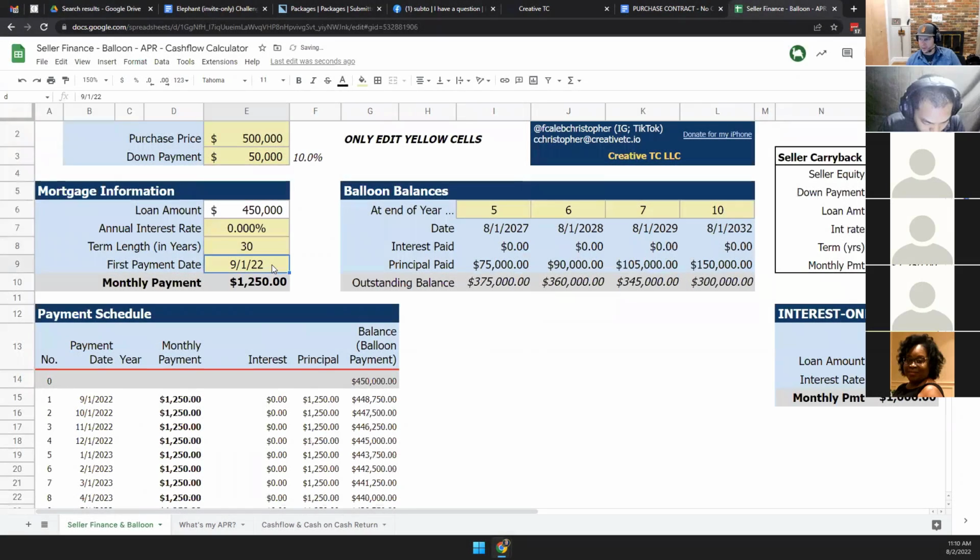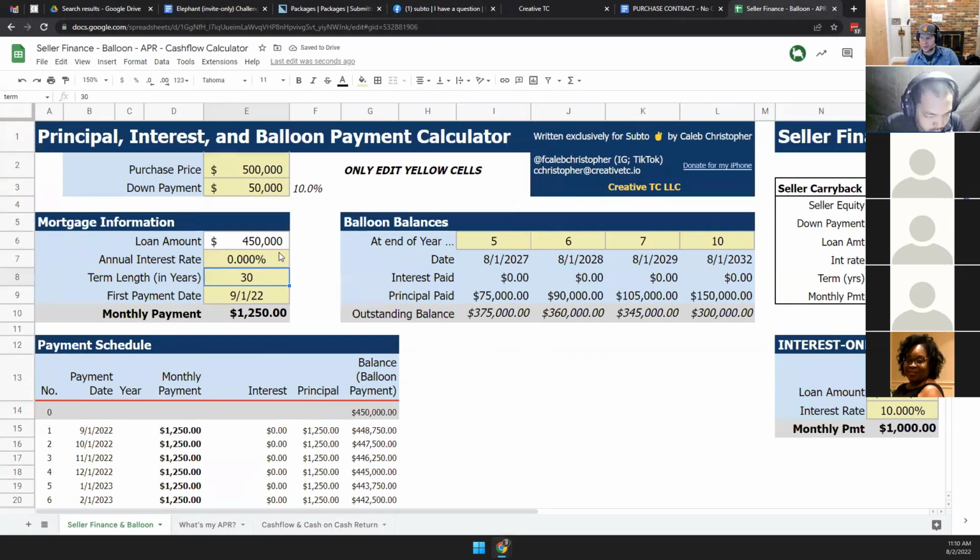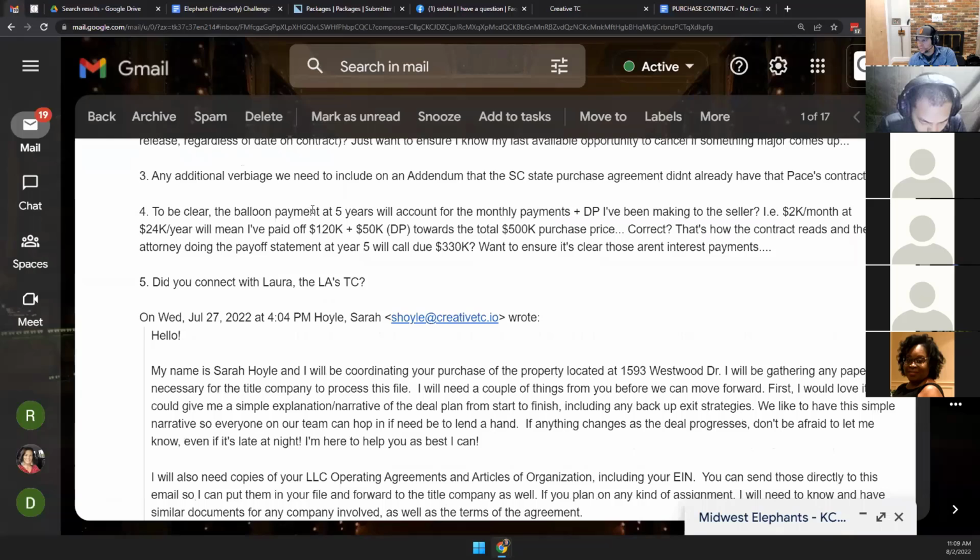On a 30-year term. So here's what I'm going to do: play with the term until I get the payments where I want them. Okay, number 4, to be clear, the balloon payment of 5 years will account for the monthly payments plus down payment I've been making to the seller, i.e. $2K a month. At $24K a year will mean I've paid off $120K plus $50,000 toward the total purchase price.